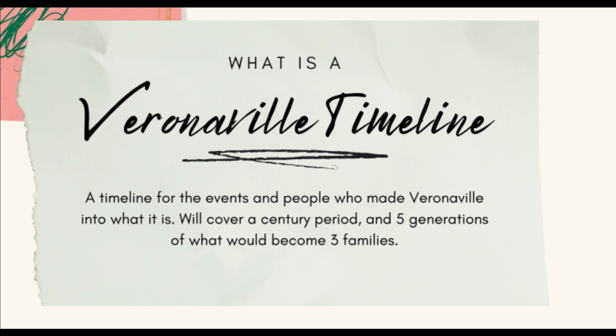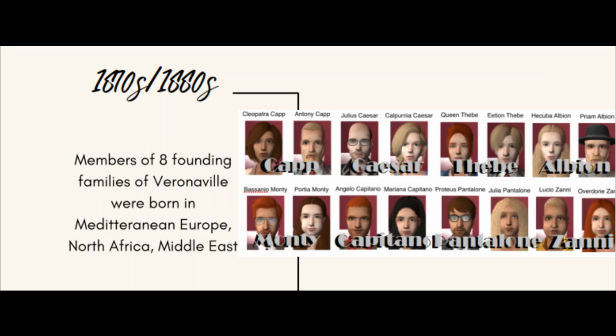So with this, I'm going to gather all the information that I did on the prior three videos where I covered each of the three main families based on actual facts and some slight headcanon to contribute to this very large timeline that, as you see, will cover a century period and go through all 5 generations, from the formation of Veronaville to the current timeline in the base game where it's currently at.